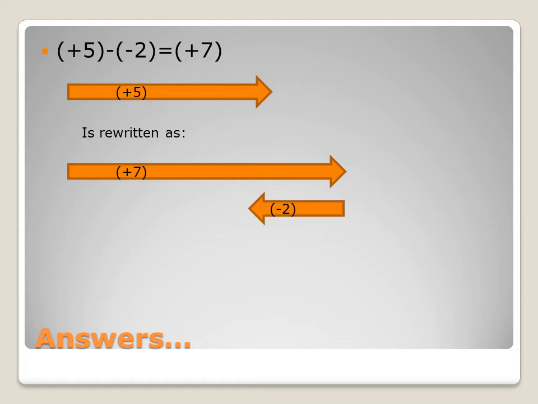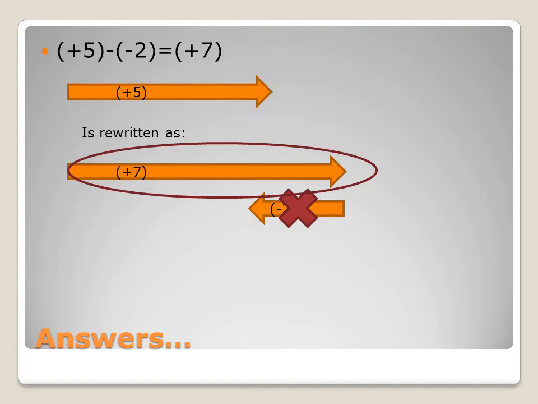Okay. The hardest one would be positive 5 minus negative 2. I take positive 5 and I rewrite it as positive 7 and negative 2. Again, that's just the equivalent of positive 5. Then I can subtract the negative 2 from the positive 7. So those are the 4 types: adding 2 positives, adding a positive and a negative, subtracting 2 positives, and subtracting a positive and a negative.